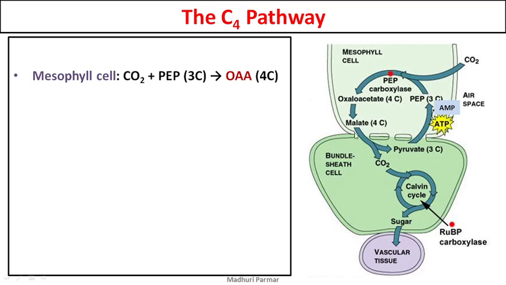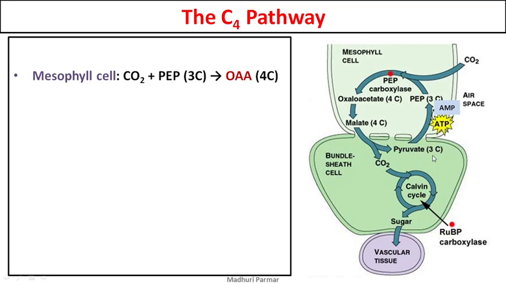This malate can now enter the bundle sheath cells. As soon as it enters, it will get divided into two parts. Malate, which is 4 carbon, will release carbon dioxide and get converted into pyruvate, which is a 3 carbon compound. So now you have this carbon dioxide and pyruvate.